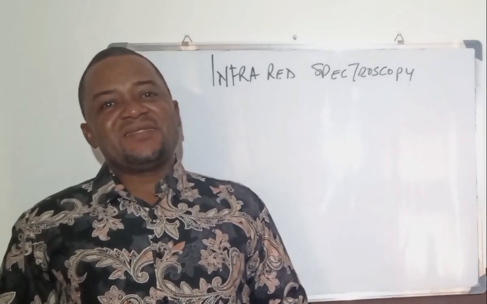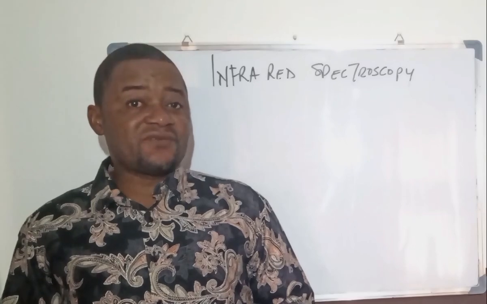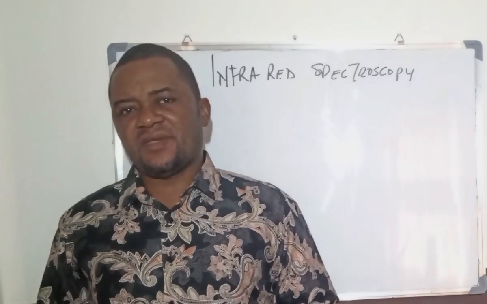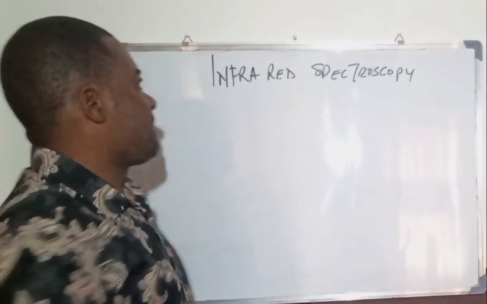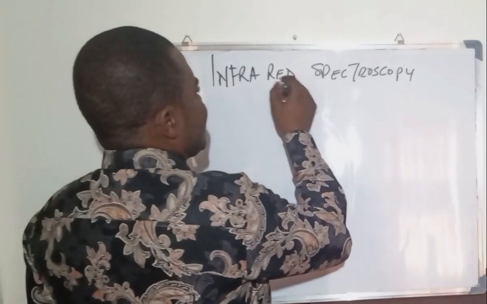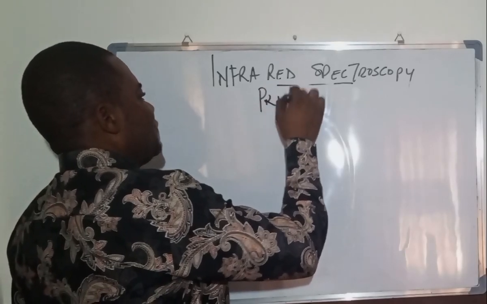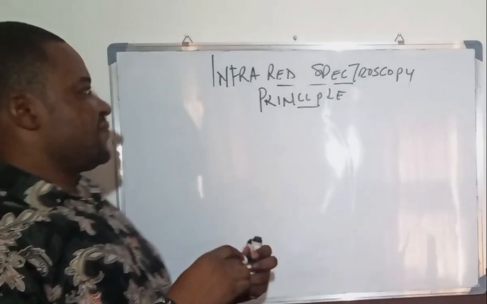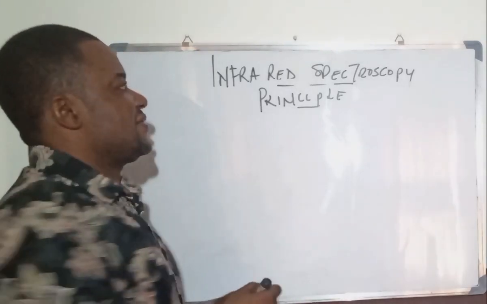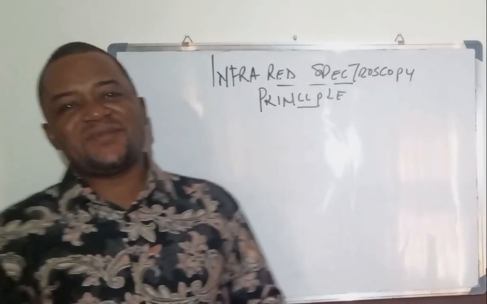Today we are going to look at something again concerning the electromagnetic radiations. We have discussed something concerning UV visible radiation. So today we are going to look at infrared spectroscopy. We are going to look at the principle of infrared spectroscopy. It's commonly called IR spectroscopy.